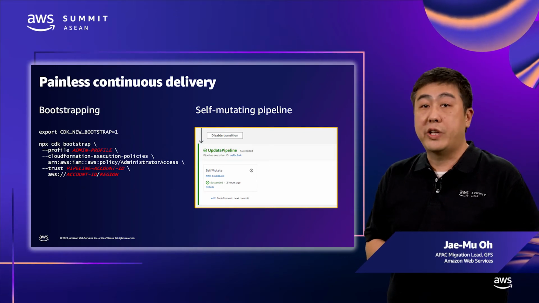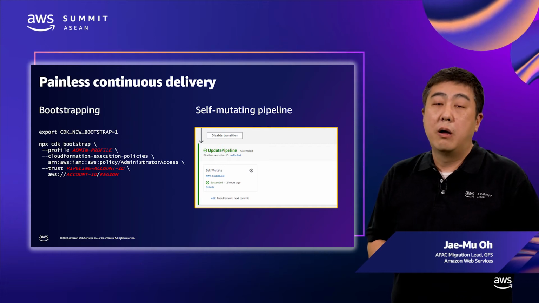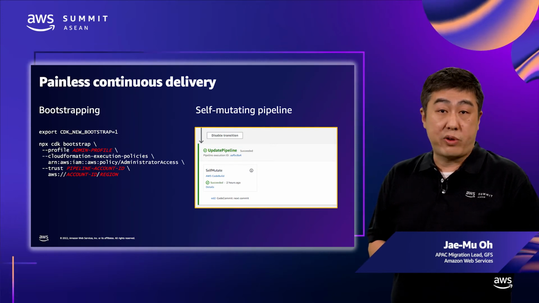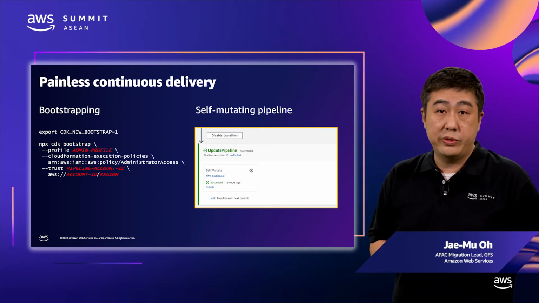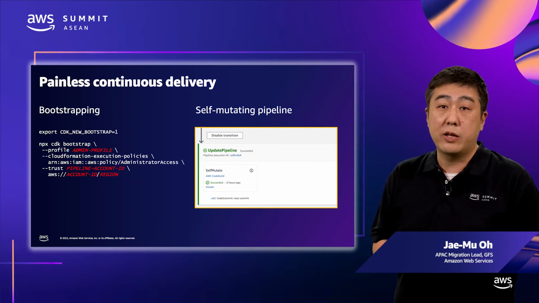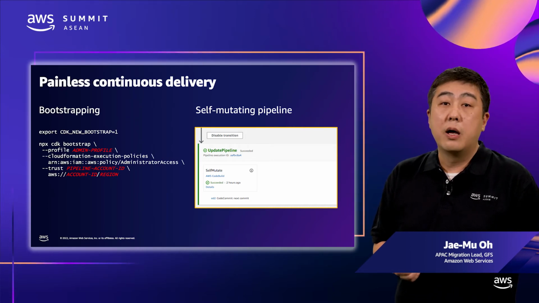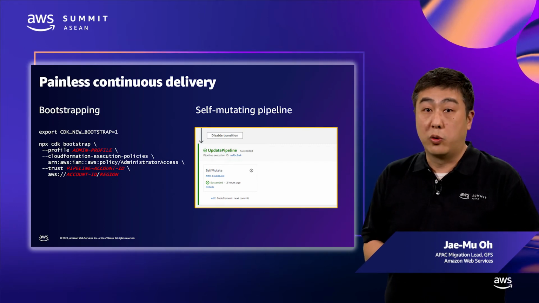Let's check two features that CDK pipelines provide to simplify these operations. First one we need to check is bootstrapping. Bootstrapping is the process of provisioning initial resources for multi-environment deployment, such as Amazon S3 bucket for storing and sharing files for artifacts, IAM roles and policies that grant permission needed to perform deployment.